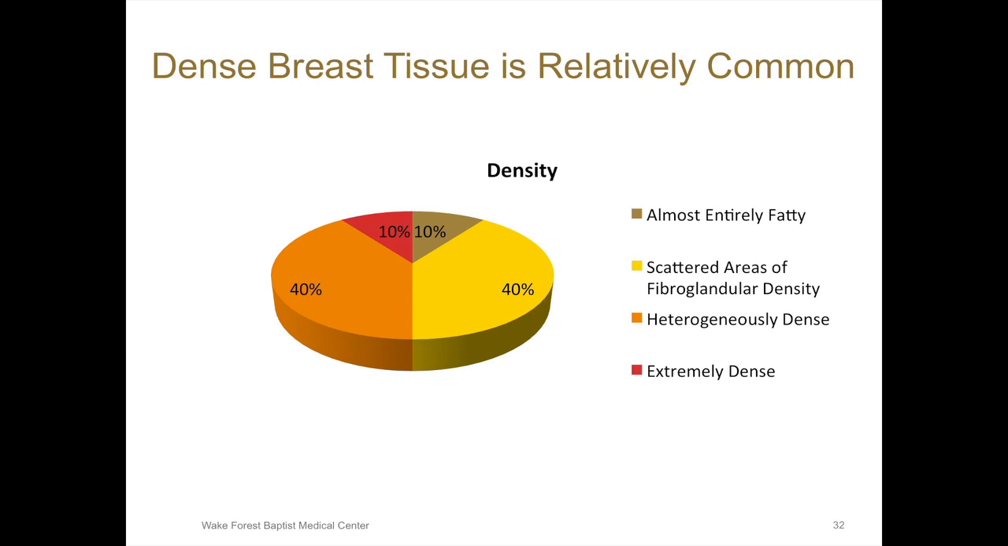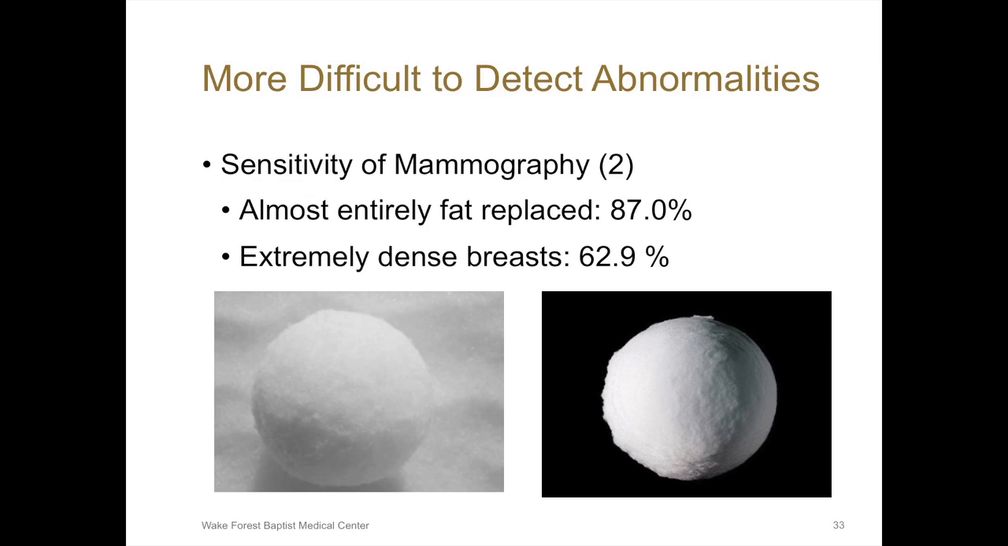And what about density of breast tissue is relatively common? Well, that's true. If you look at heterogeneously dense and extremely dense breast, you'll see that half of the population has that. So half of the population has dense breast tissue. So it's very, very common. And what about more difficult to detect abnormalities? Well, we touched on this a bit earlier. So if you have a breast that's almost entirely fat replaced, your sensitivity of mammography is 87%. For extremely dense breast, it's 63%. So again, it's that concept of overlapping breast tissue masking some small masses in the breast.